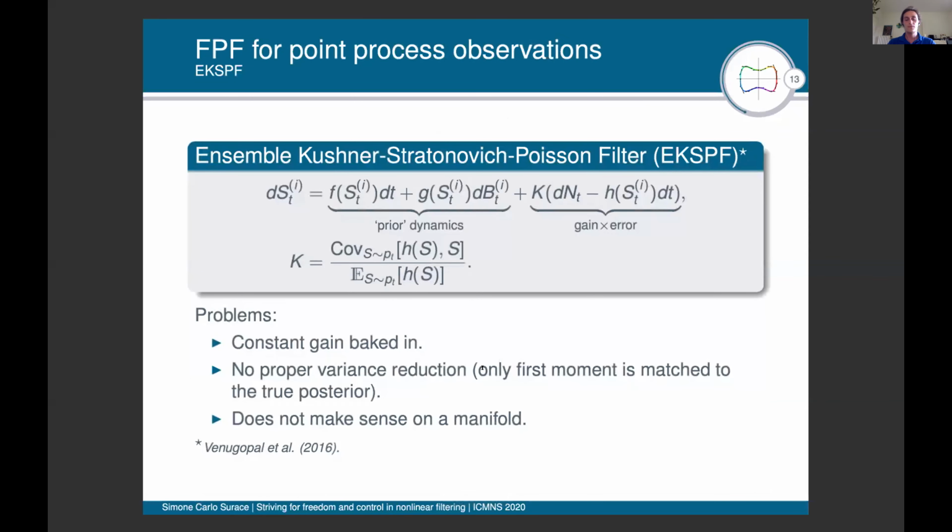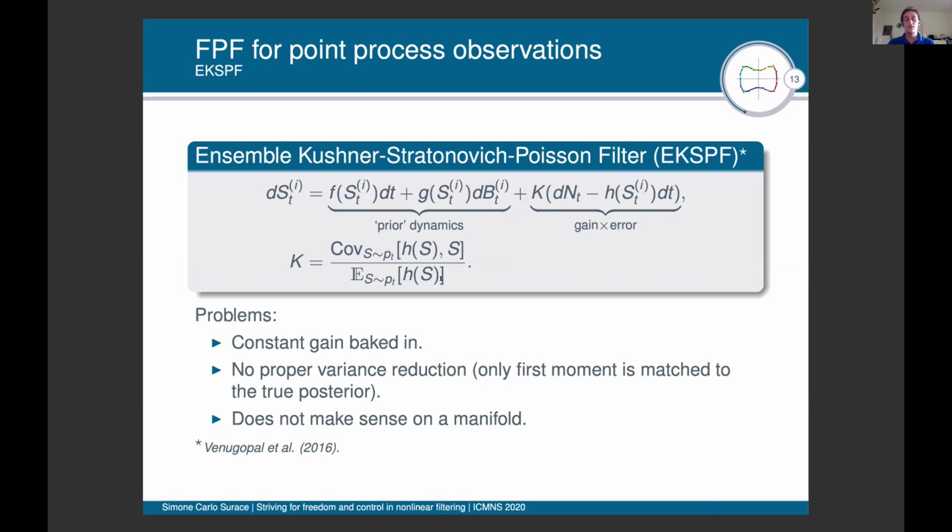So let me just talk about a previous approach to this problem, which was called the Ensemble Kushner-Stratonovich-Poisson filter, or EKSPF. This one was also inspired by the feedback particle filter and has the same structure of prior dynamics plus a modification or control term, which is of this gain times error structure. But in contrast to the feedback particle filter, where the gain is a solution to a PDE, the gain here is simply a constant that was assumed to be given by this covariance divided by the expectation of H.